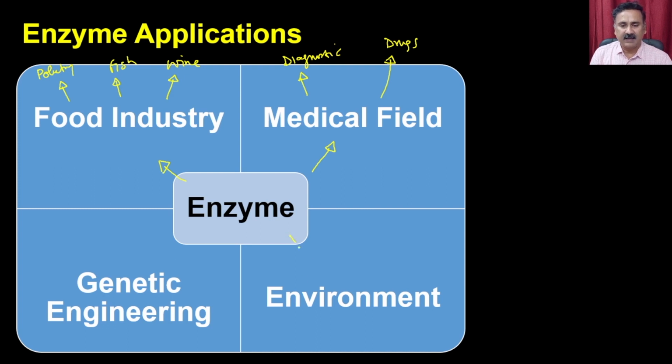Then similarly, we are also going to discuss the application of enzyme in the case of environments. And lastly, we are going to discuss the application of enzyme in the field of genetic engineering. We have already discussed in detail how you can perform genetic engineering and how you can utilize the different types of enzymes, but even then, we are going to summarize what we have discussed so far. So now let's start discussing the application of enzyme in the food industry.